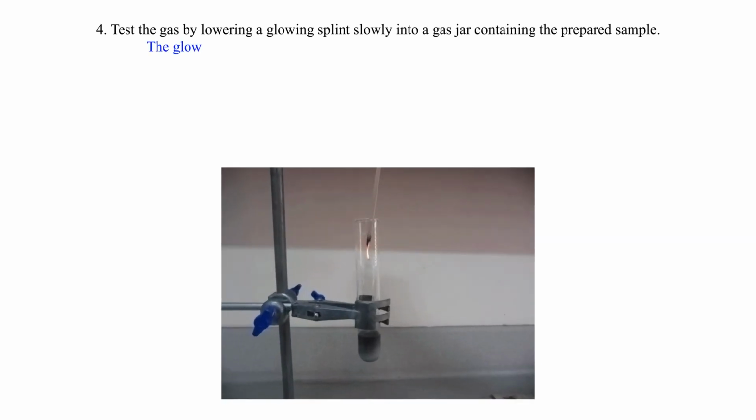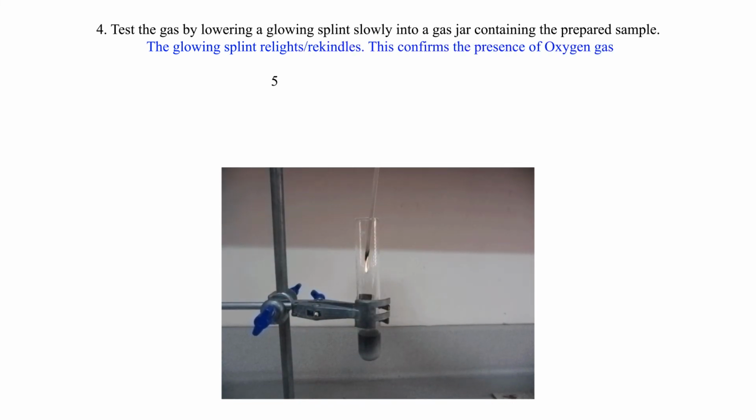4. Test the gas by lowering a glowing splint slowly into a gas jar containing the prepared sample. The glowing splint relights/rekindles. This confirms the presence of oxygen gas. 5. Write the equation for the reaction.